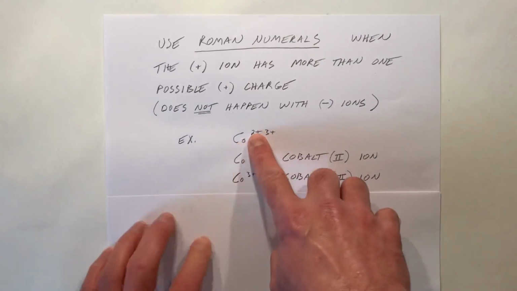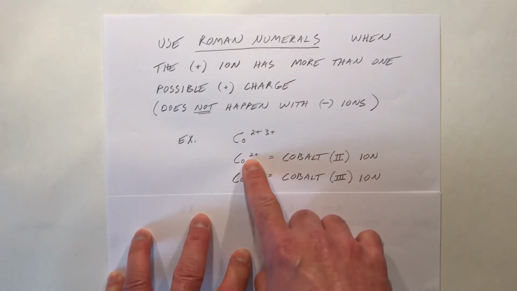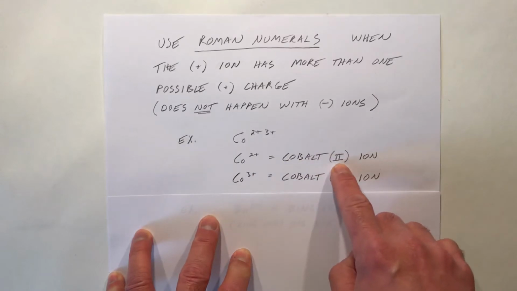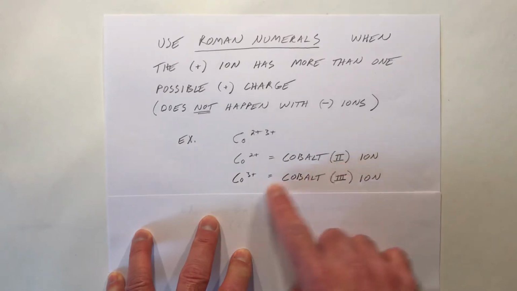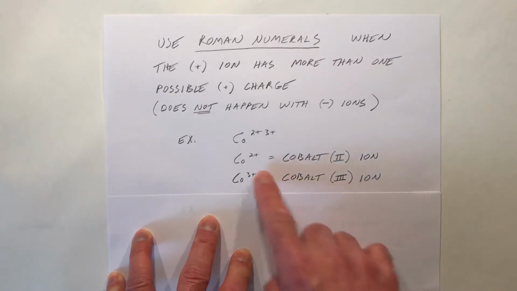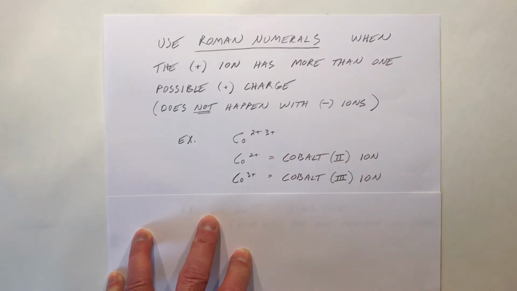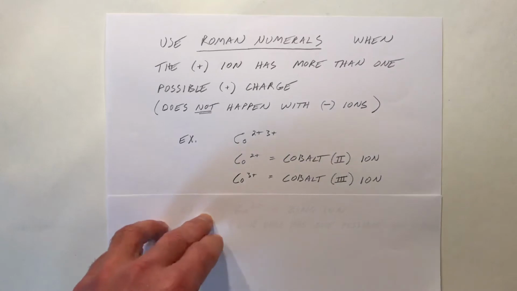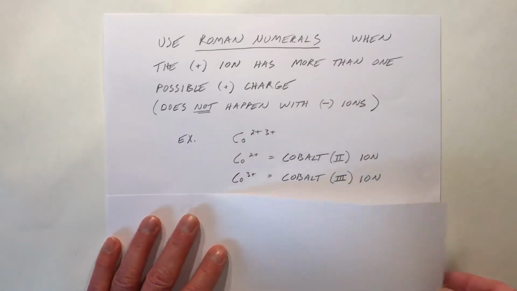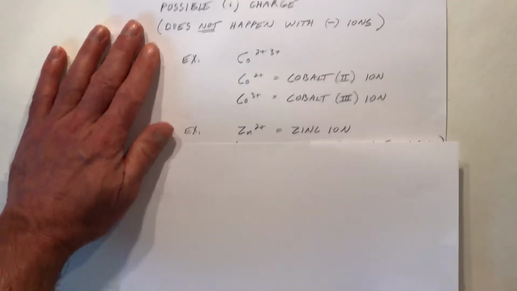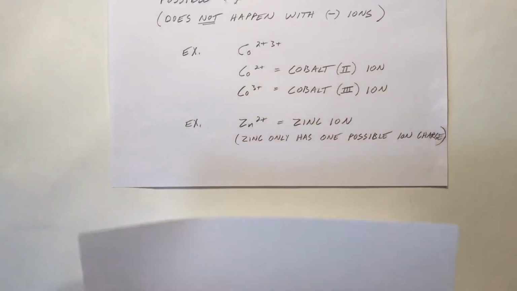And let's see how we would refer to that. Remember that 2+ would tell us that we'd have to use Roman numeral 2, and if it's a 3+, we would use Roman numeral 3. So we call this the cobalt 2 ion. We call this one the cobalt 3 ion. And you should remember those Roman numerals. Again, you might want to check out the last video if you're confused about that.